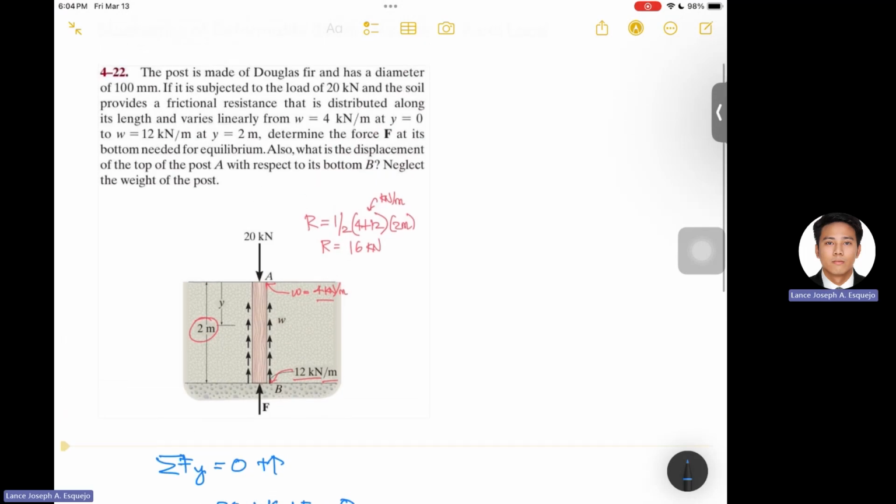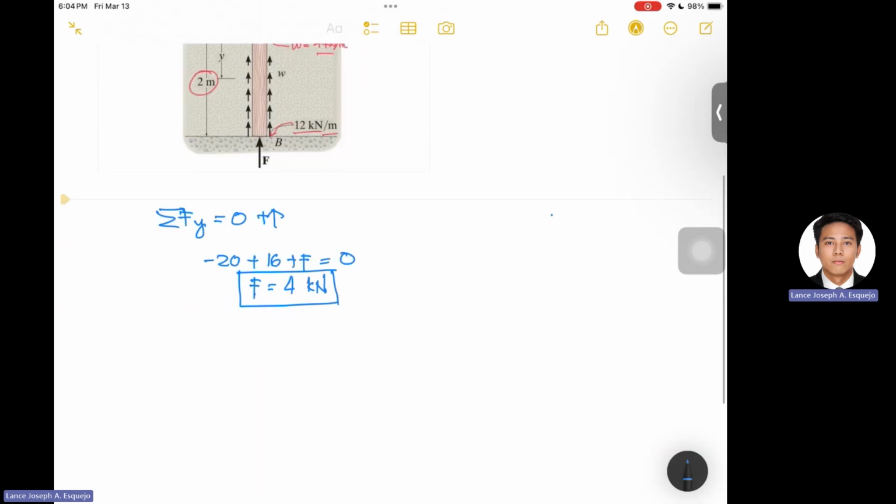So the next thing that we have to determine is the displacement of the top of the post A with respect to its bottom B. So let's call that delta A with respect to B, which is equal also to the integral of N of x dx divided by A of x and E of x, assuming that the normal force at each section is varying, the area is varying, and the modulus of elasticity is varying.